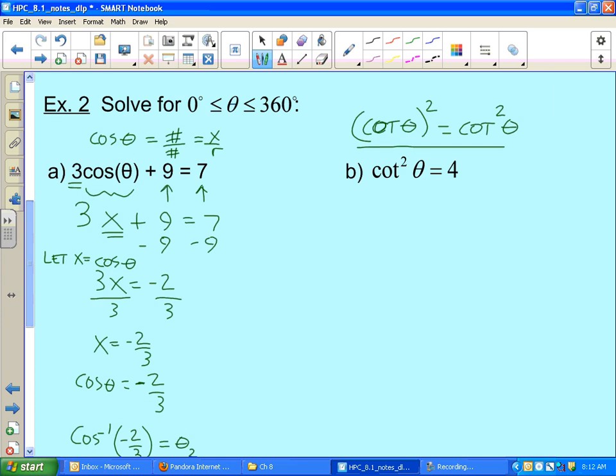So what we have here is a situation where I need to get rid of that power. And in order for me to get rid of a power, we know that we're just going to take a root. In that case, I get cotangent of theta is equal to plus or minus 2. Well, let's make this become a tangent value. So tangent is the reciprocal of cotangent, which means it's now plus or minus 1 over 2.